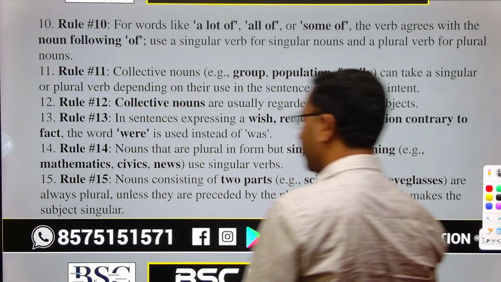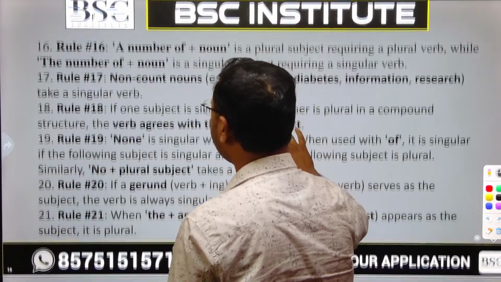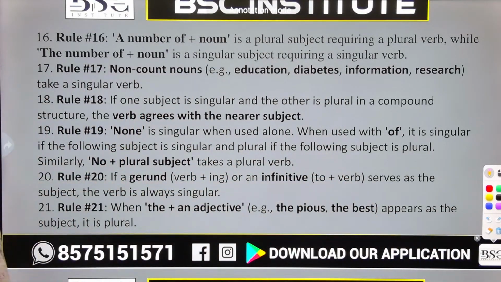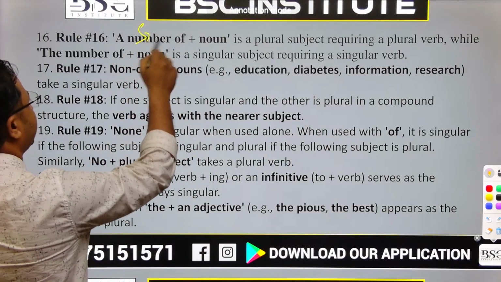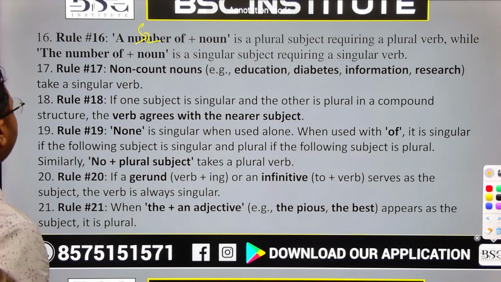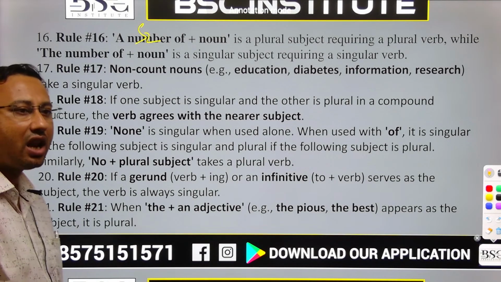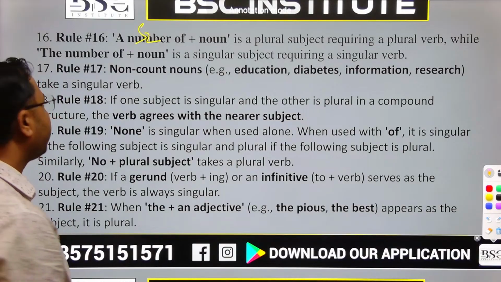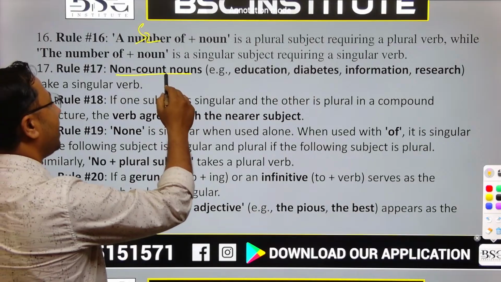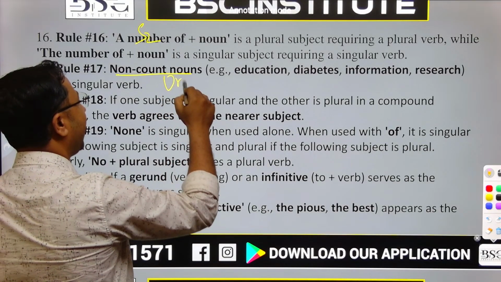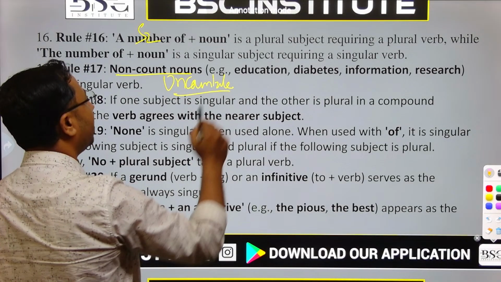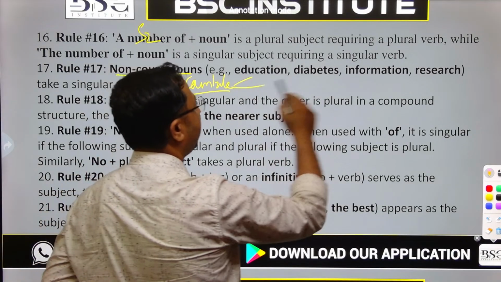Next, rule number 16. We have already discussed a number of, and we know that a number of is s2. Okay, s2 follows v2 follows p2. Then a number of versus the number of, which is singular. Next, rule number 17, non-count nouns. Non-count noun means uncountable. So uncountable nouns, for example education, diabetics, information, research.